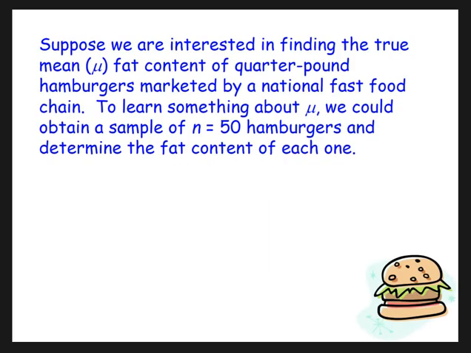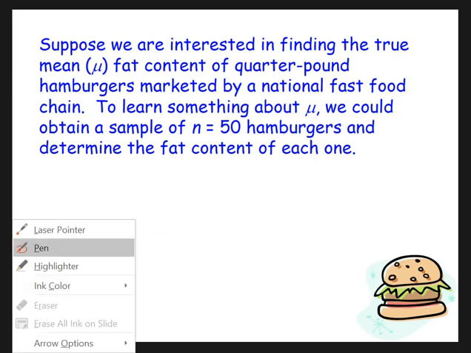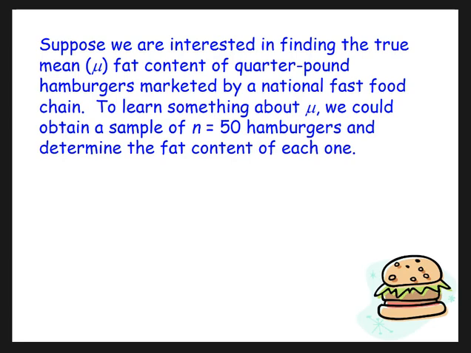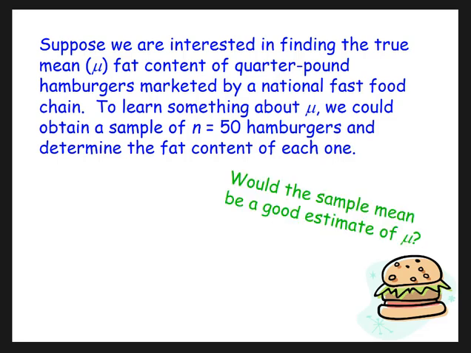So suppose we are interested in finding the true mean, mu, fat content of a quarter-pounder hamburger marketed by a national fast food chain. To learn something about mu, we could obtain a sample of 50 hamburgers and determine the fat content of each. Would the sample mean be a good estimate of mu? 50 is kind of a small sample, but we would say it'd be an estimate of that population mean, and we would call that a point estimate.